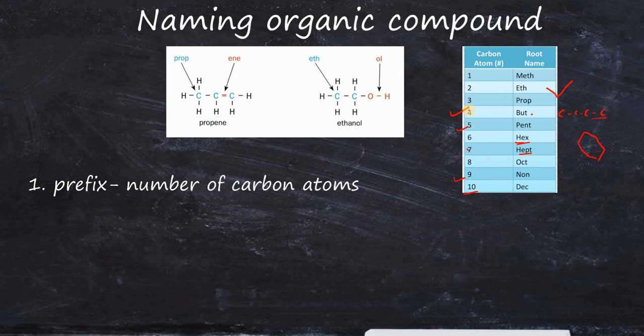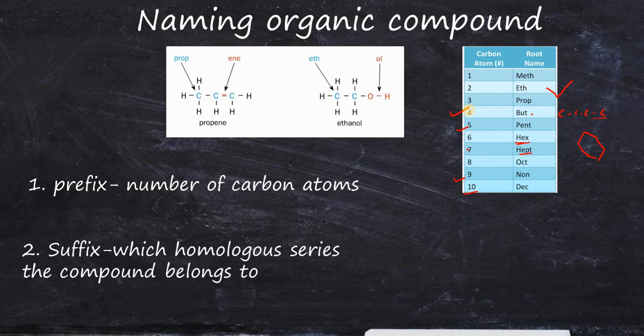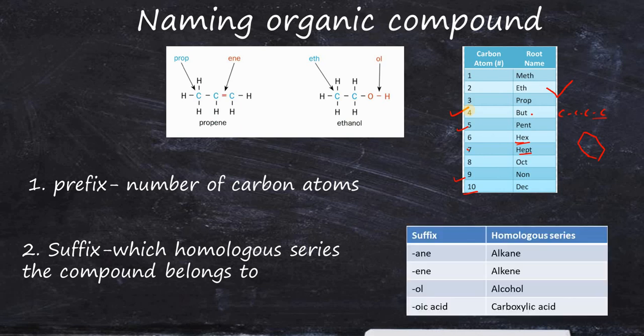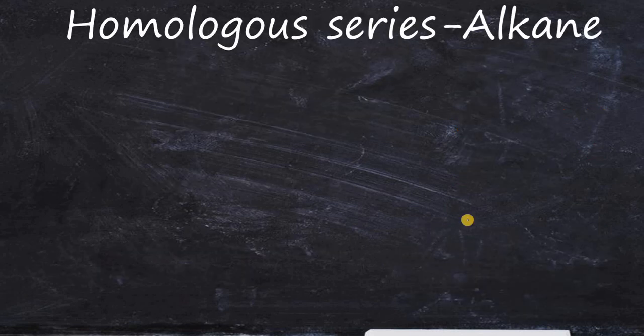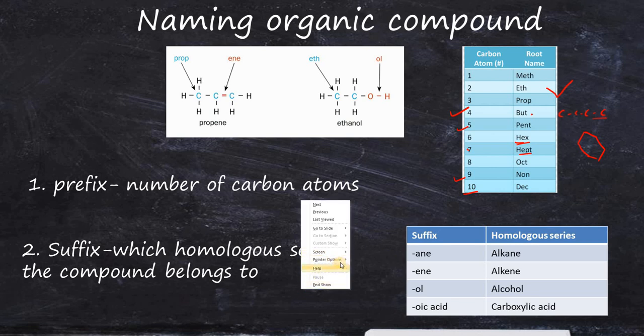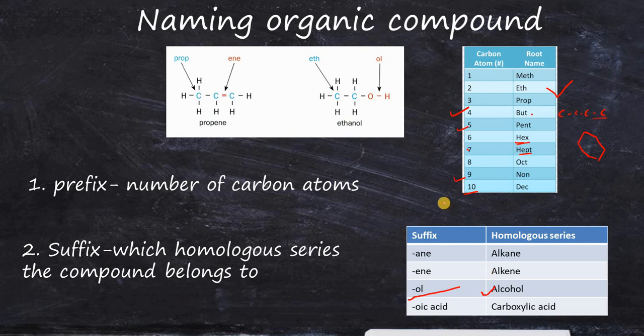Now, talking about the other part, called the suffix, which tells you which homologous series the compound belongs to. So first, the prefix tells you about the number of carbon atoms. Second, the suffix tells you which homologous series it is. Common suffixes: "ane" when it's in the alkane group, and "ene" when it is in the alkene group. When you write "ol", it means an alcohol group. When we write "oic", it is the carboxylic acid. So the suffix, which is the last part, decides which homologous series it belongs to.